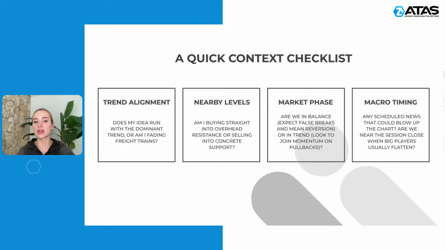Are there any scheduled news that could blow up the chart, for example? Are we near the session closure when the big players usually flatten? Or are we right in front of, for example, the New York opening, where there will be a spike in the volatility and sometimes high market manipulations?